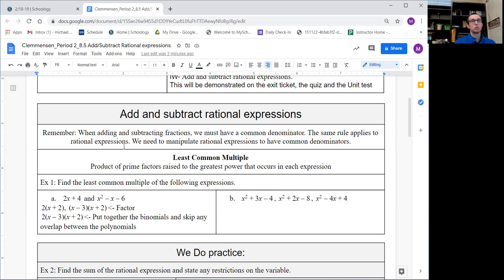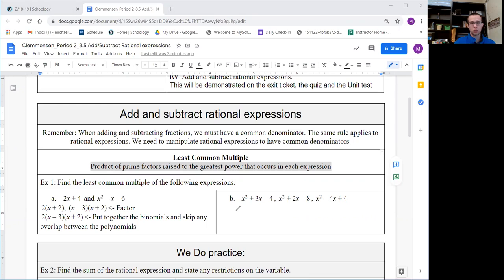Now, the best way, the most time-efficient way, I'll say it that way, to get the common denominator is using the least common multiple. What's nice about this is that it makes it much easier to cancel things out. All right. So the least common multiple is the product of prime factors raised to the greatest power that occurs in each expression.